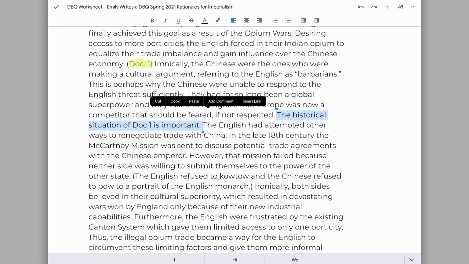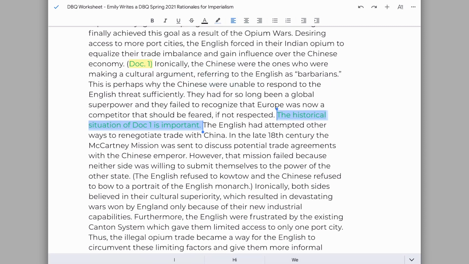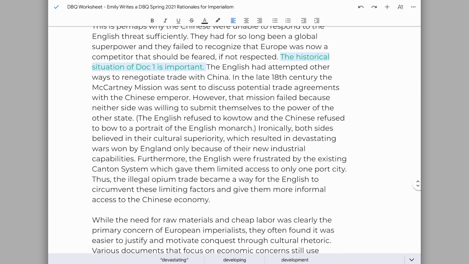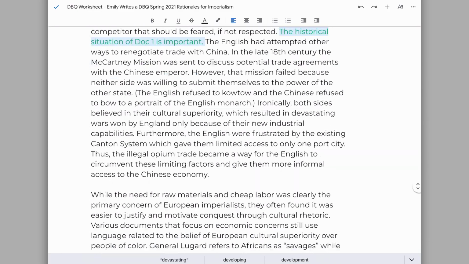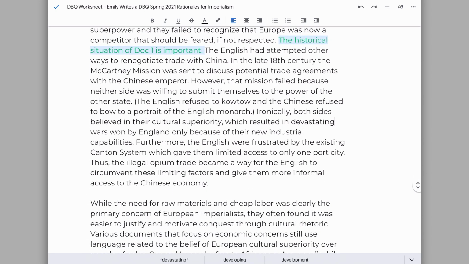What I'm hearing Emily scream out from this is, give me credit for sourcing documents. So I'm going to highlight this as a clue that I have that she's going after that point, which is very smart. The English had attempted other ways to recognize this, etc., etc. However, that mission failed because neither side, wow, good, lots of detail here. Lots of detail. Maybe more than I need, I think, for me to give her the point for sourcing the thing, and she's already earned an outside evidence point, so I'm not quite sure what she's doing here, but she's definitely sourced at least one document. Now she's got 2 more big paragraphs, so I bet she's pulled it off, but let's see.